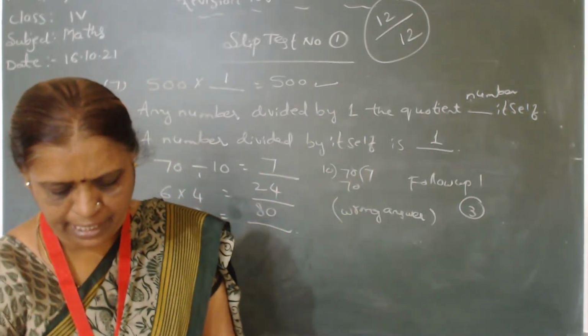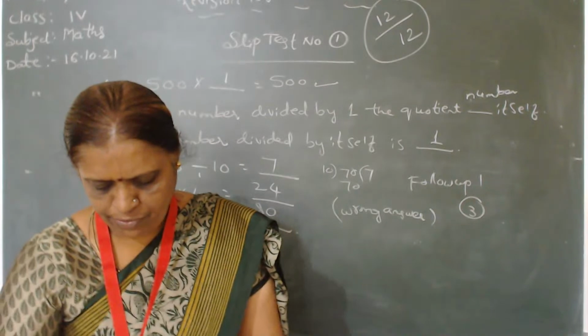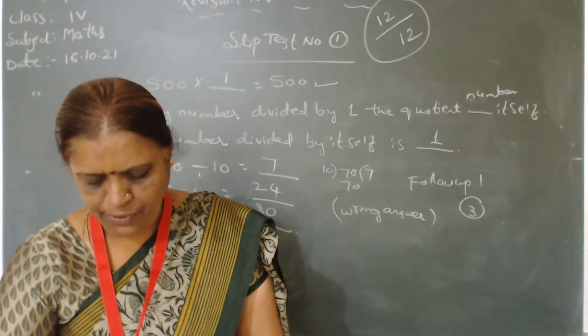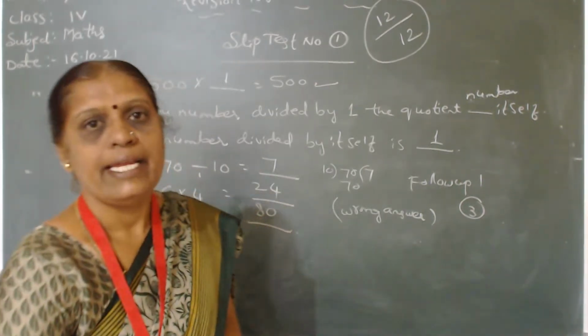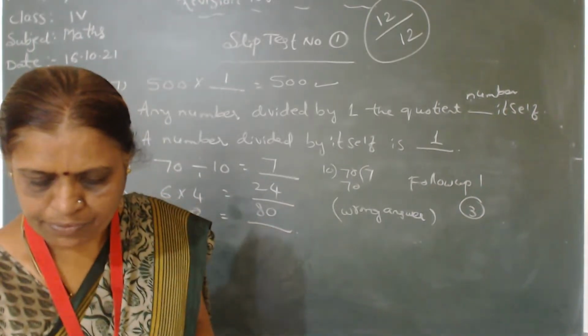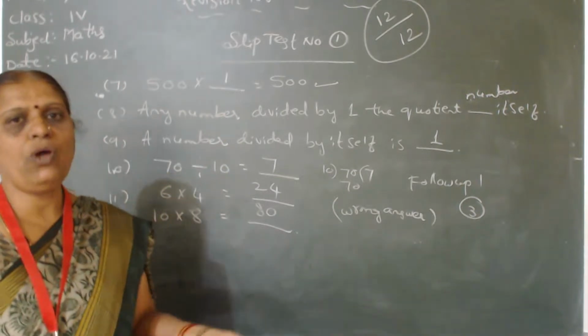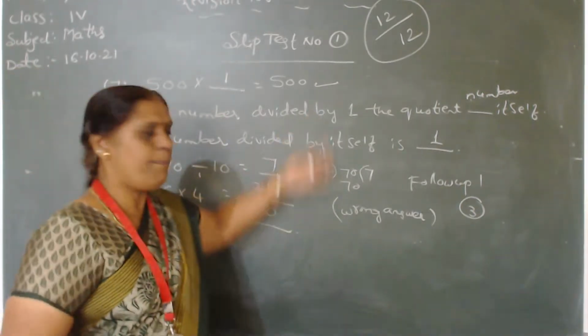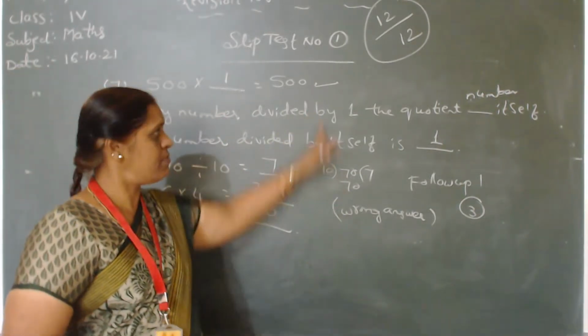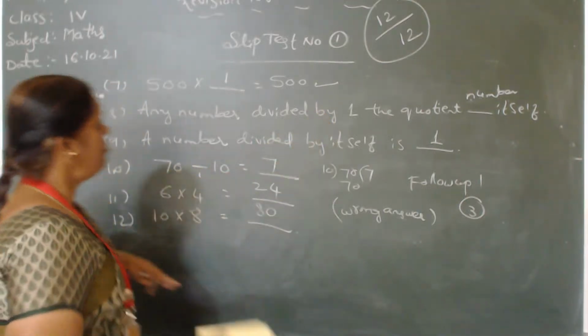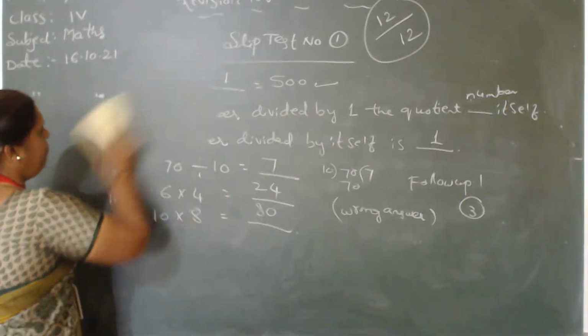So the next bit is: state whether the following are true or false. So we'll go for the next bit. You will follow this and show it to me whenever you complete it. You show this slip test. So we'll go for the next bit.